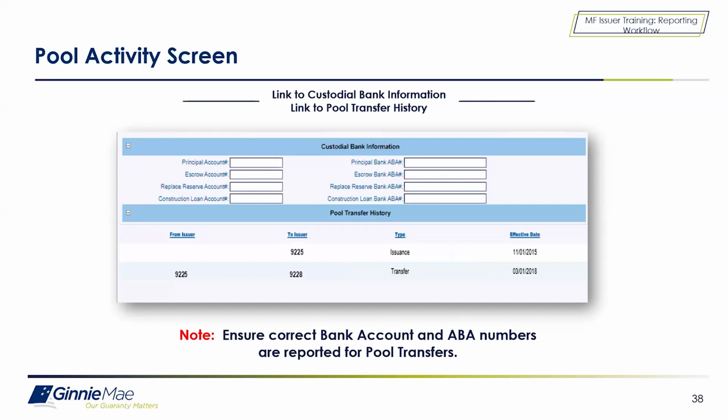When you select the custodial bank, the screen displays the information reported on the pull record, the bank account, and the ABA number. The ABA field is also used in the custodial account verification process. If you select Pull Transfer History, the screen displays the date the pull was issued and if there is any pull transfer history. We have received positive feedback from several issuers stating that the pull transfer screen has helped them when researching pull issues.